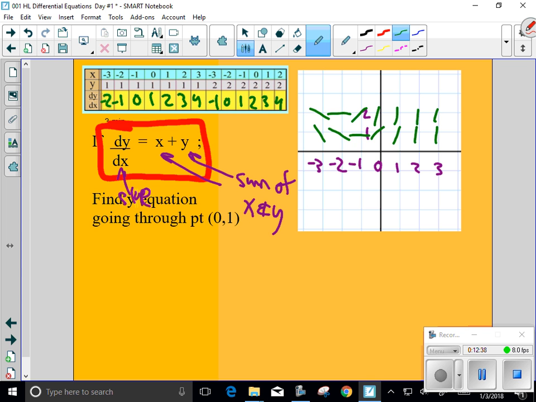Tomorrow we're going to play a game of Smarty Plinko, which you're going to be showing me how to display these slopes on a slope field. I think you'll like that.